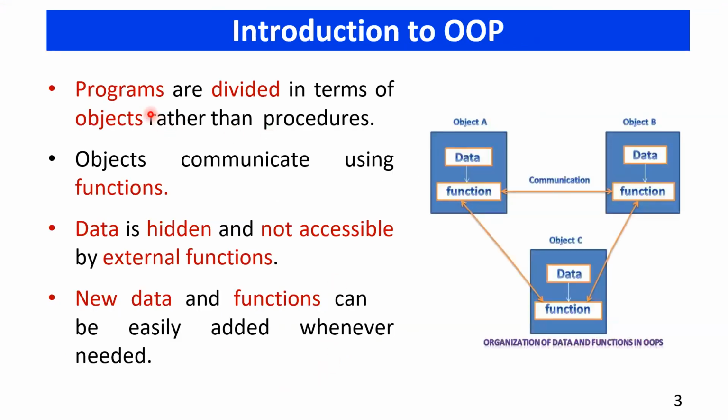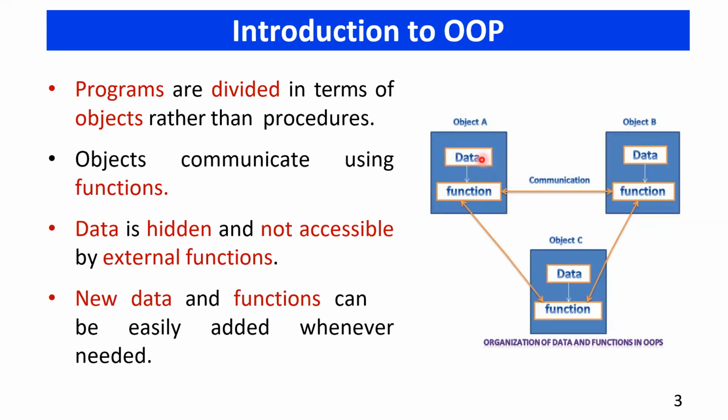In object-oriented programming, programs are divided in terms of objects rather than procedures. So whoever is familiar with procedure-oriented programming like the C language, where the program is divided into several functions, whereas in object-oriented programming, programs are divided into objects. These objects communicate using functions.